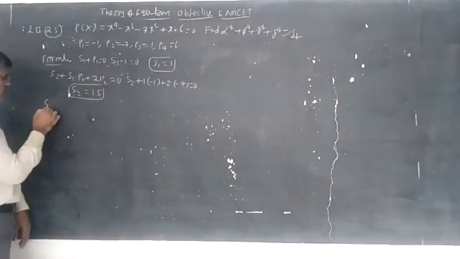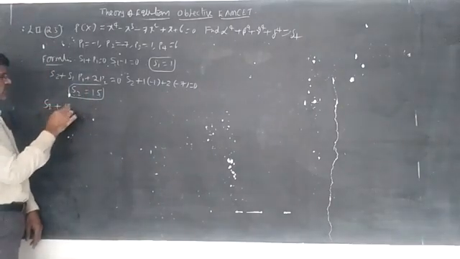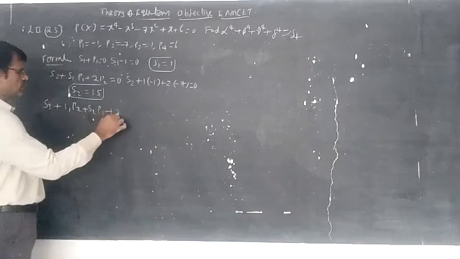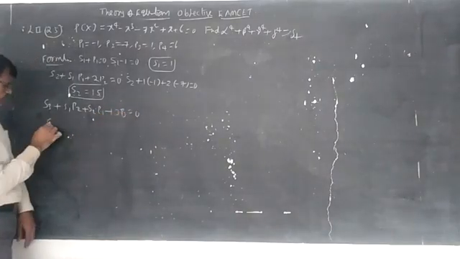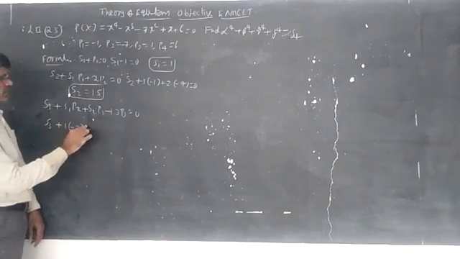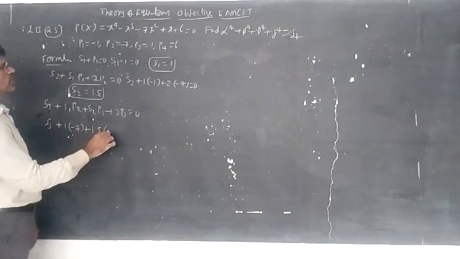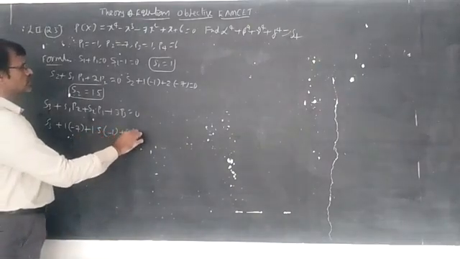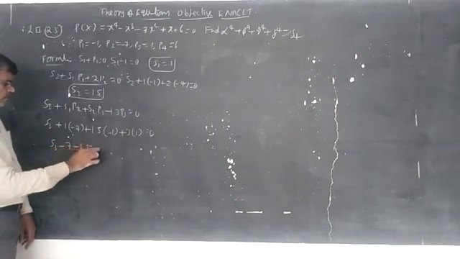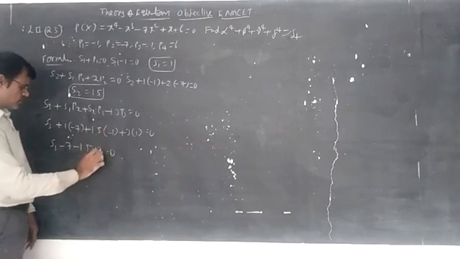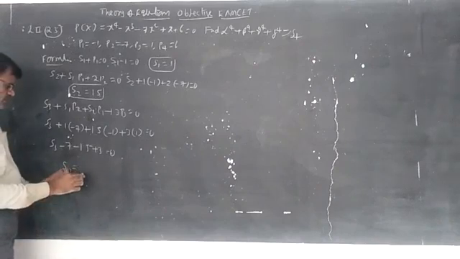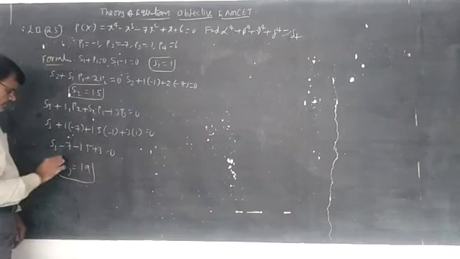Keep that aside and write another formula: S3 plus S1 P2 plus S2 P1 plus 3P3 equal to 0. Write here S3 plus S1 means 1 and P2 means minus 7, plus S2, just now we got 15, and P1 means minus 1, plus 3 into P3 means 1, equal to 0. So S3 minus 7 minus 15 plus 3 equal to 0. Here minus 7 minus 15 is minus 22, minus 22 plus 3 becomes minus 19. So S3 is 19.